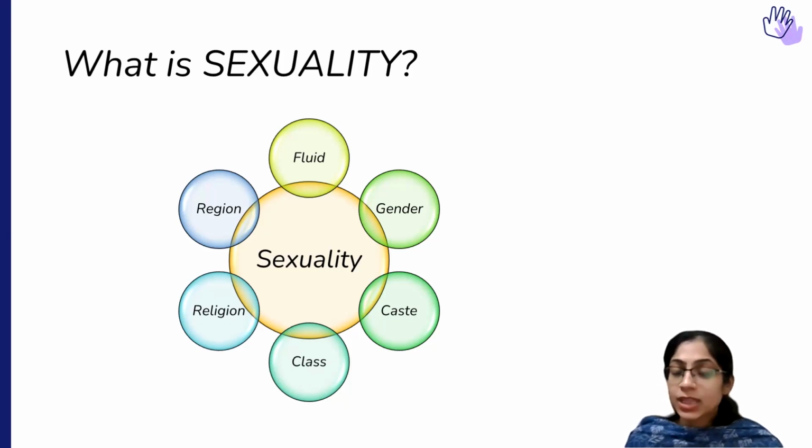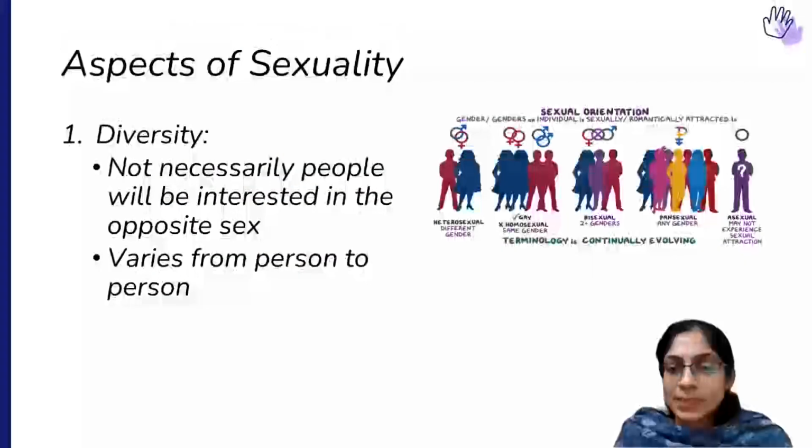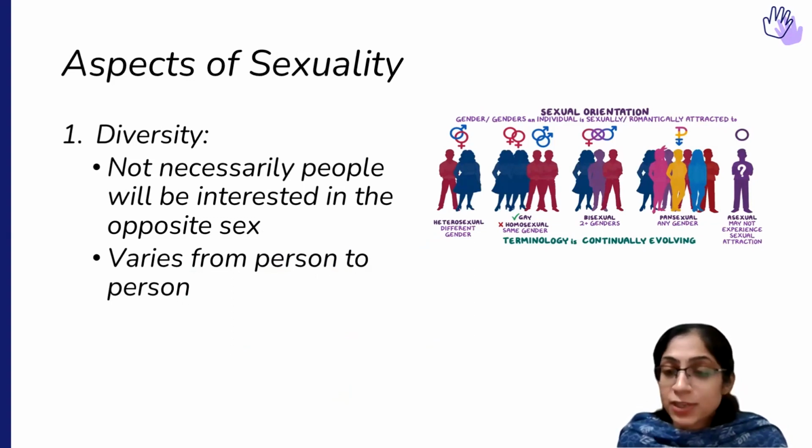So the idea of sexuality is affected by these terms. However, it still remains more fluid. There are no rigid, strict categories, right? Now, let's understand this concept in a little more detail. The aspects of sexuality. The first aspect is diversity. Now, like I said, it is a fluid concept, so it is not fixed. It has different boundaries everywhere.